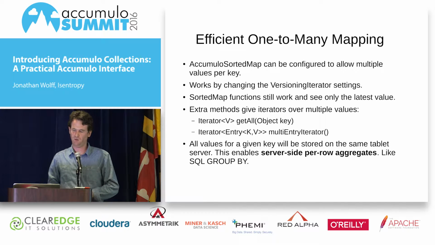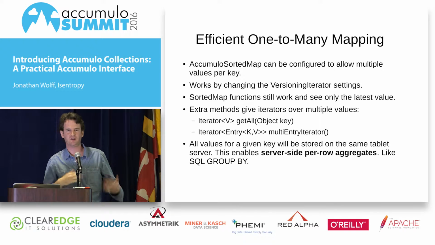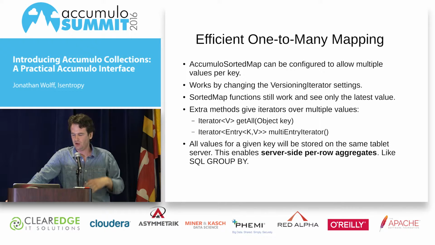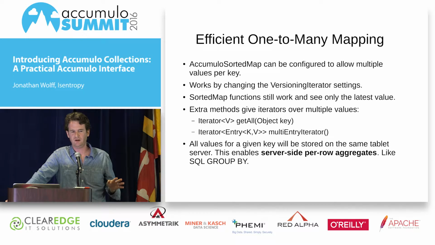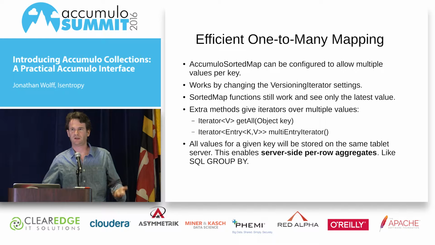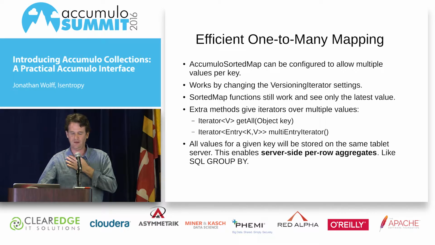Another feature is the efficient one-to-many mapping. There's a versioning iterator in Accumulo that allows you to save multiple values for a given column. In the one-to-many mapping mode, you can call a function, I think it's called set max values per key, and that will set the versioning iterator. In the same way that timeout sets up the age-off iterator, this method sets up the versioning iterator. Everything else just works as a standard map, except that there are some extra methods to pull out the multiple values per key.